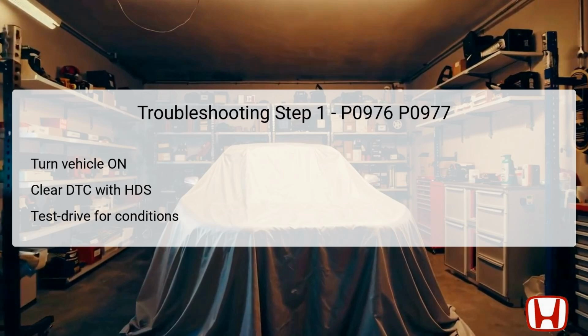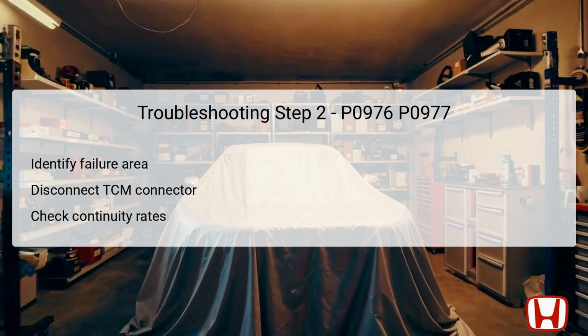For DTC P0976, ensure the engine is warmed up to its normal operating temperature and drive the vehicle in drive mode at approximately 37 miles per hour for at least 10 seconds. For DTC P0977, shift the transmission into park mode before starting the engine and wait for 10 seconds. This allows you to observe if the DTCs reappear, indicating a confirmed issue rather than an intermittent failure.